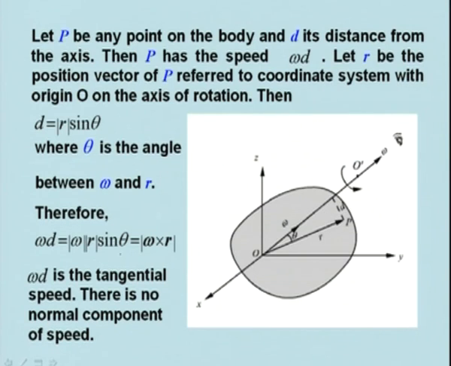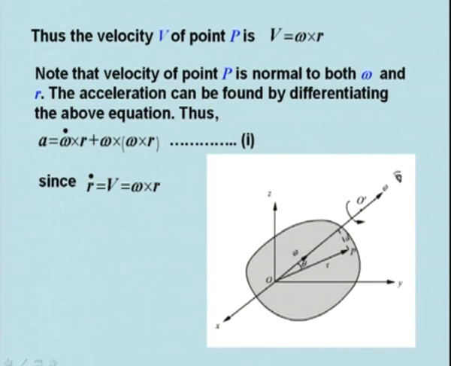Omega d is the tangential speed. There is no normal component of speed, because this point is moving in a circular fashion. Thus the velocity of point P is V equal to omega cross r. So you have now got a formula: velocity is equal to omega cross r. Note that the velocity of point P is normal to both omega and r. That means the tangential velocity will be normal to omega as well as the position vector.